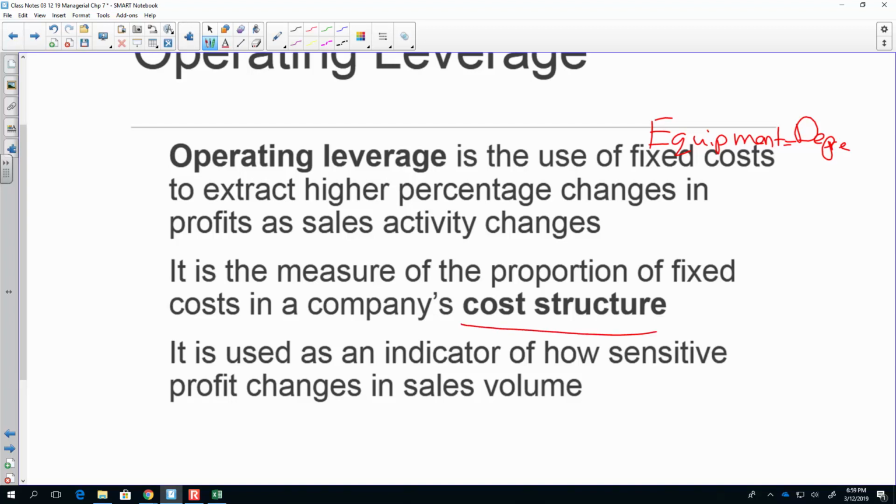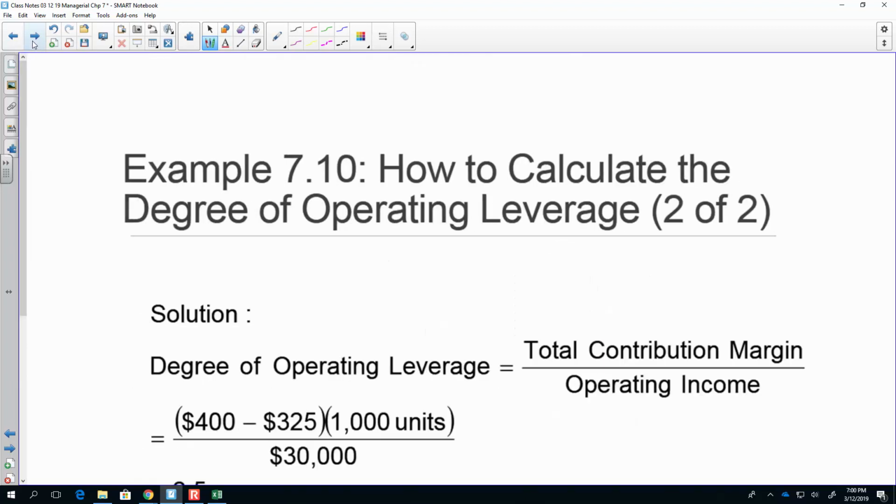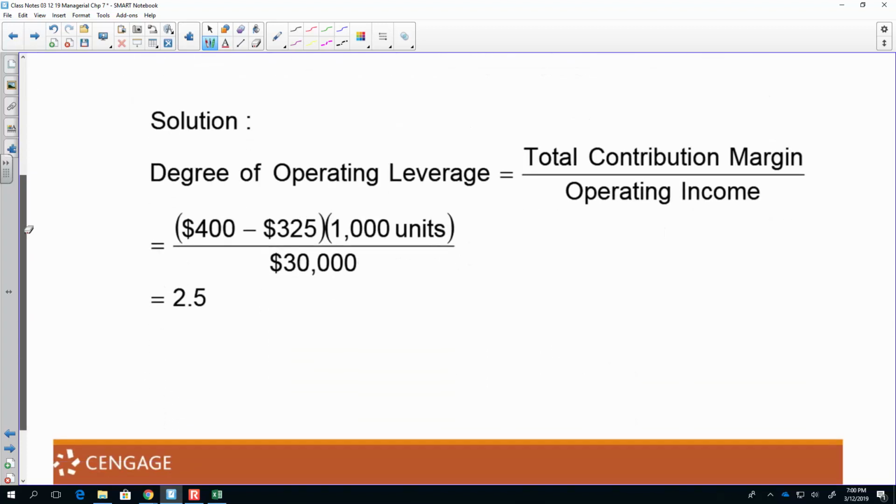Know also what is meant by cost structure. How much of our costs are fixed compared to variable? How is the structure of our company? All right. How is this computed? Example 10 is the example. It's a number, 2.5. You're taking your margin in dollars divided by your income.